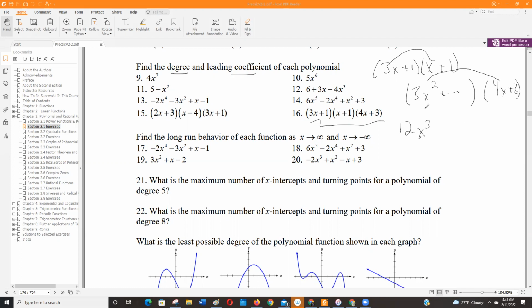So don't bother taking the time to expand it all out. Just do the 3x times x times 4x, and you'll get the degree and the leading coefficient. So the degree is 3 and the leading coefficient is 12.